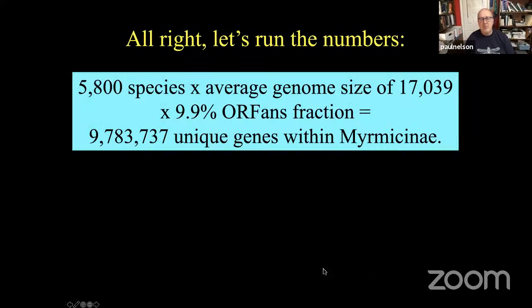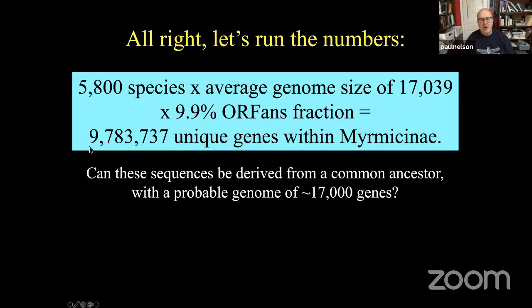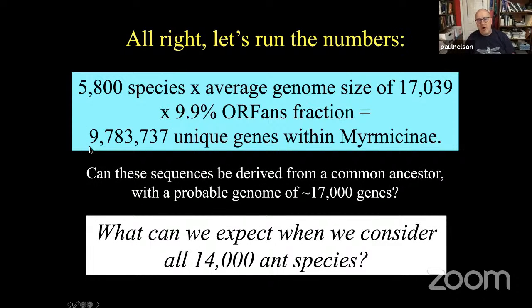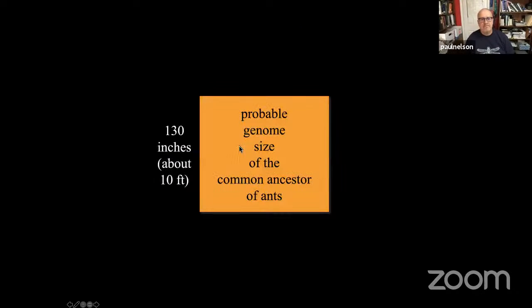And we can run the numbers. Just for the Myrmecinae, a very large clade of ants, 5,800 species, average genome size of about 17,000 protein coding genes times a 10% orphan fraction gives nearly 10 million unique genes just within that group. What happens when we consider all 14,000 ant species using the same calculation?